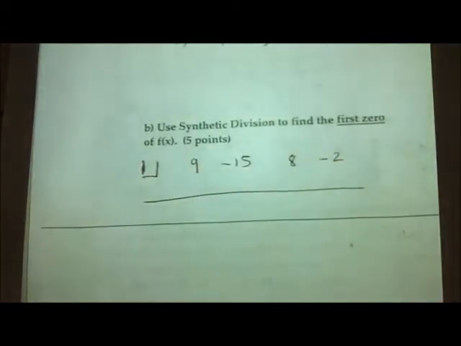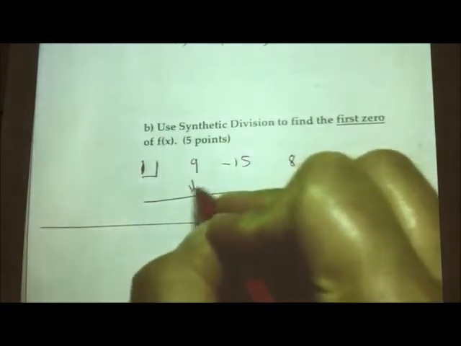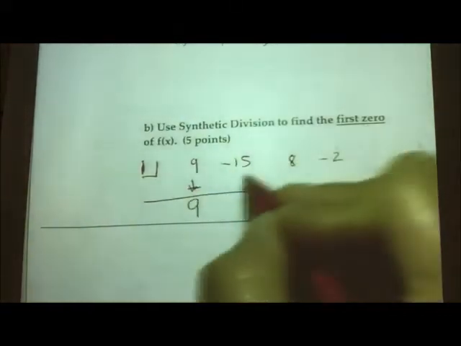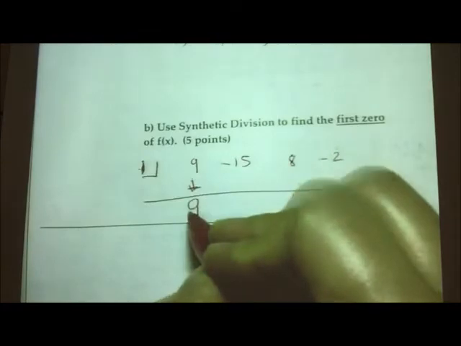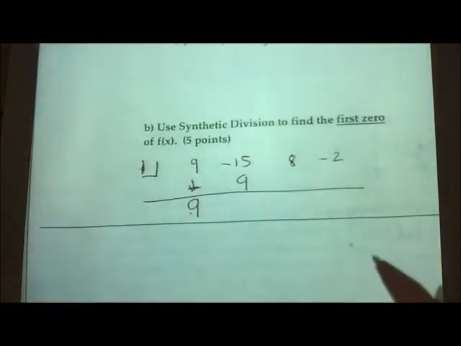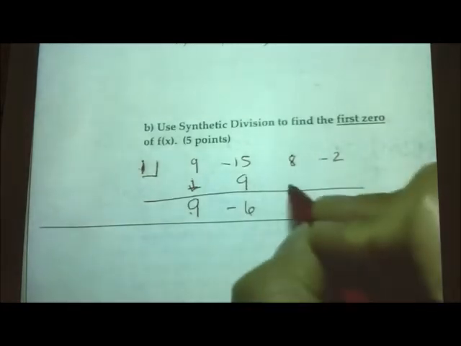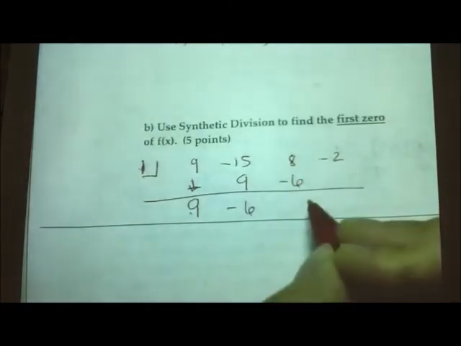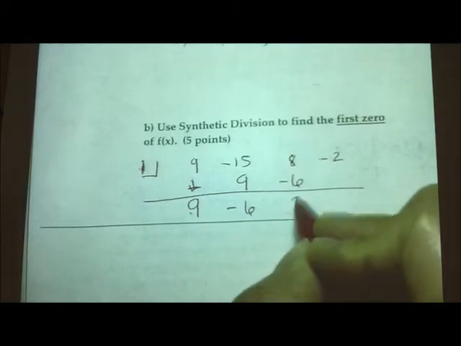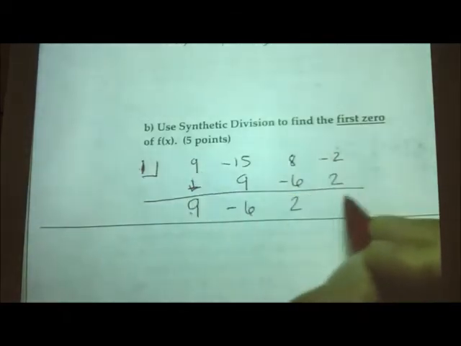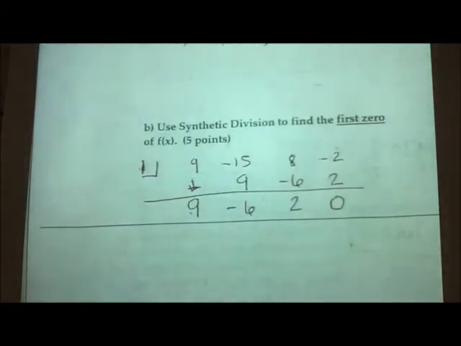How do you do synthetic division? Remind me, please. First one down. That's a 9. Multiply. That's a 9. Then -6. So it's a -6. And then this is a 2. And then that is a 2. And this is a 0. That's what they want. They want that to be a 0. If it's not a 0, then it's not a zero. So guess what? I already did what I had to do there.